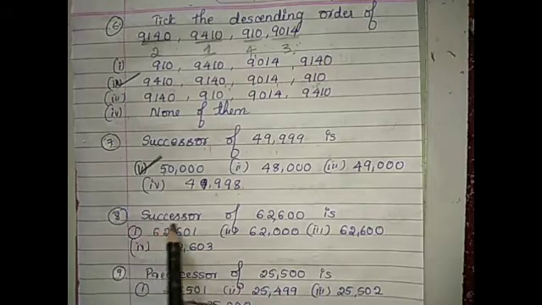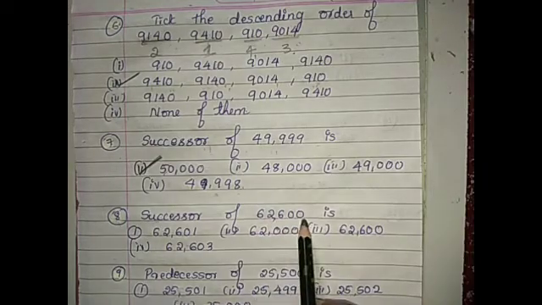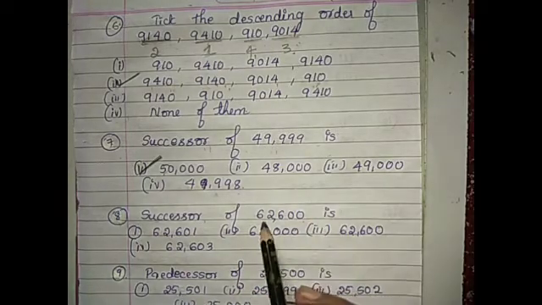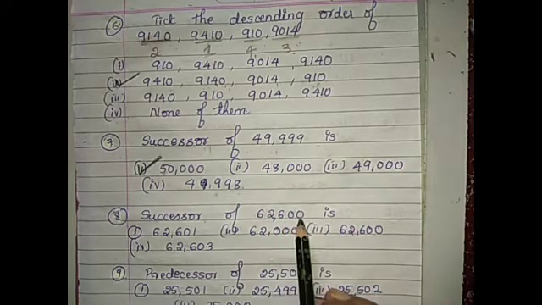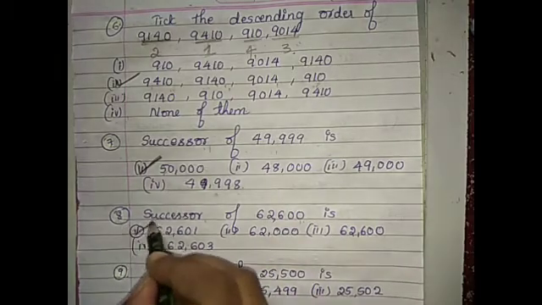Then eighth one, successor of 62,600. Successor means the number which is one more than the given number. So after 62,600, which number will come? 62,601 will come. So which option is correct here? The first option is correct.